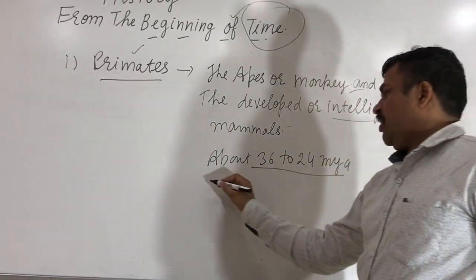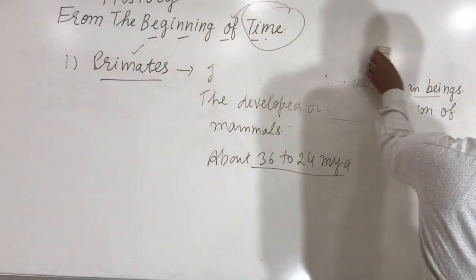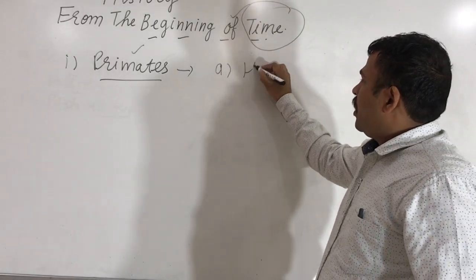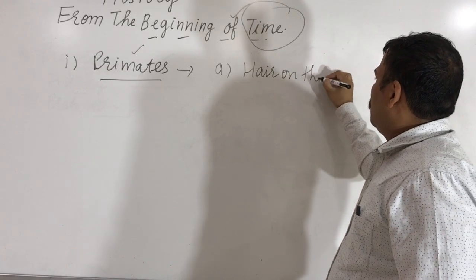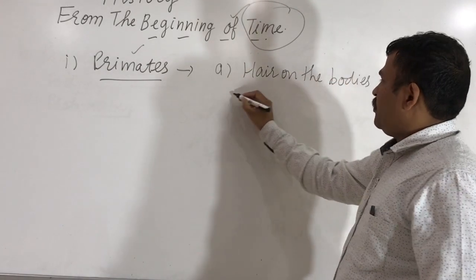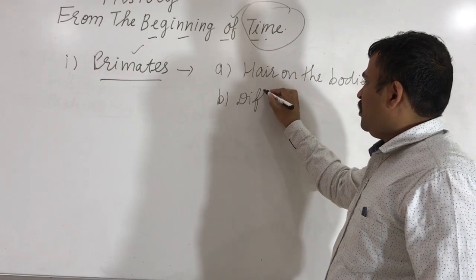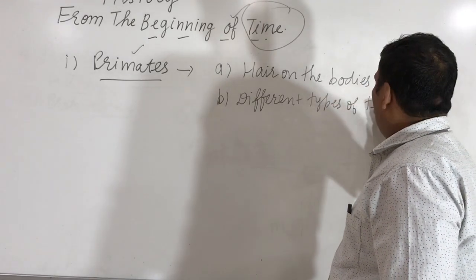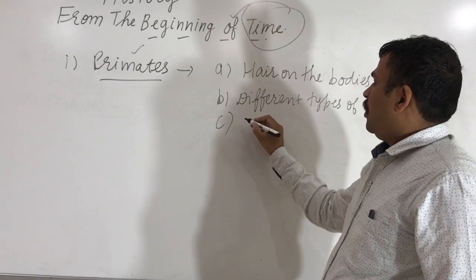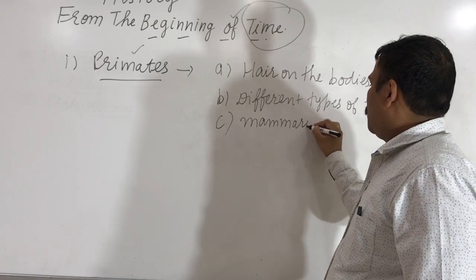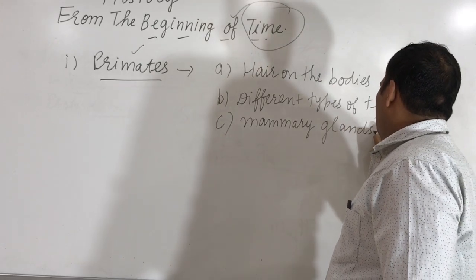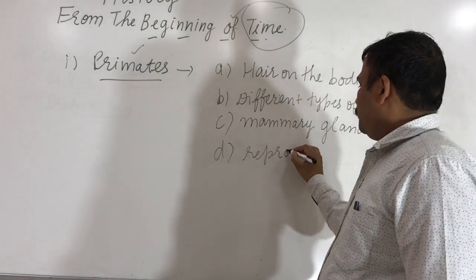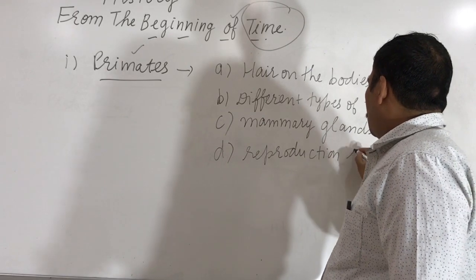And what features did they have? Some of the features you can see here on the bodies. Second is different types of teeth. Next is mammary glands, which means they feed the babies. Next is the reproduction system.